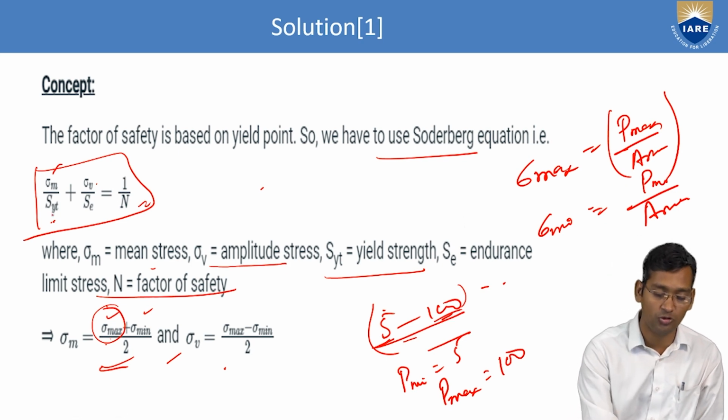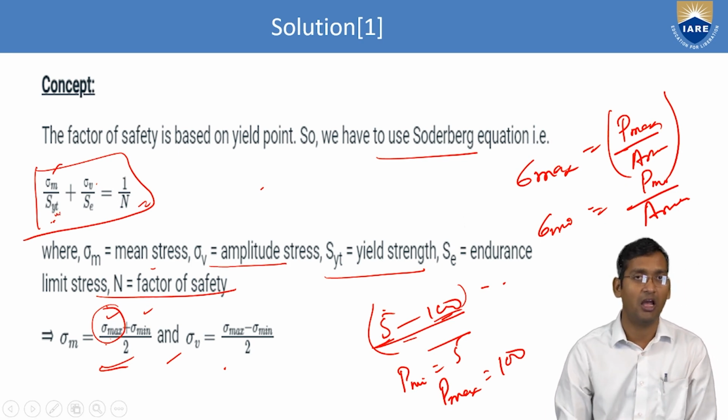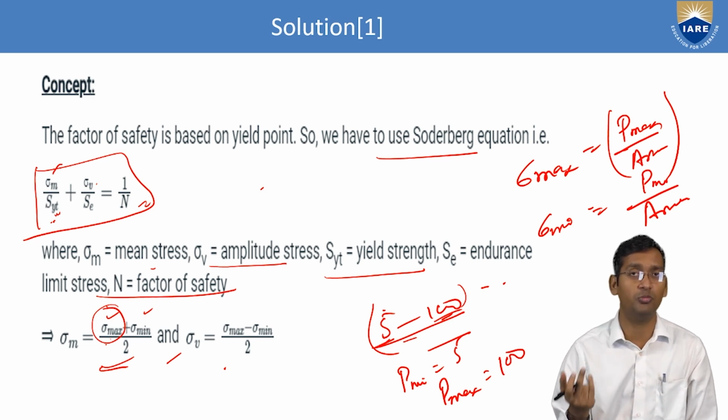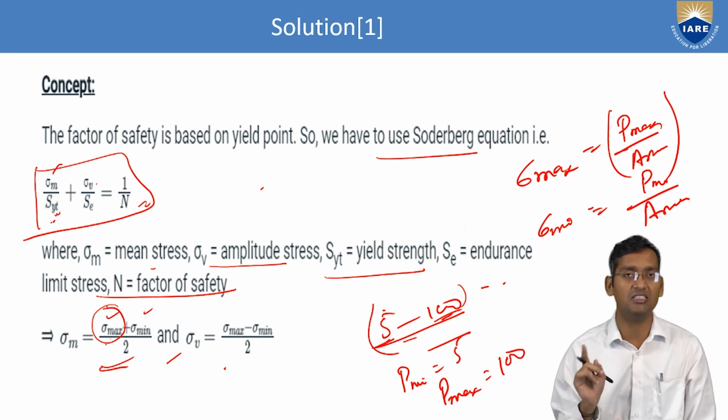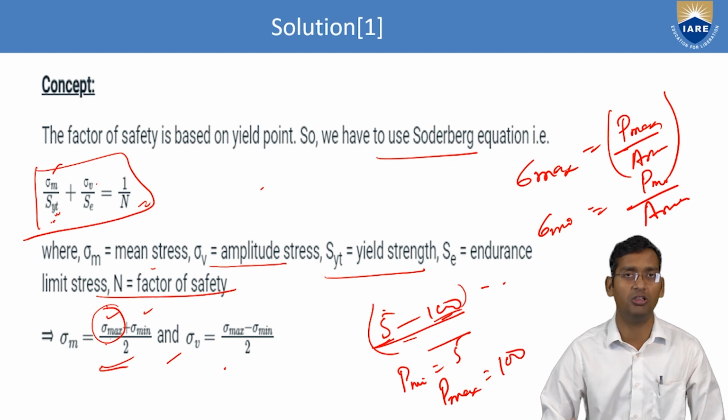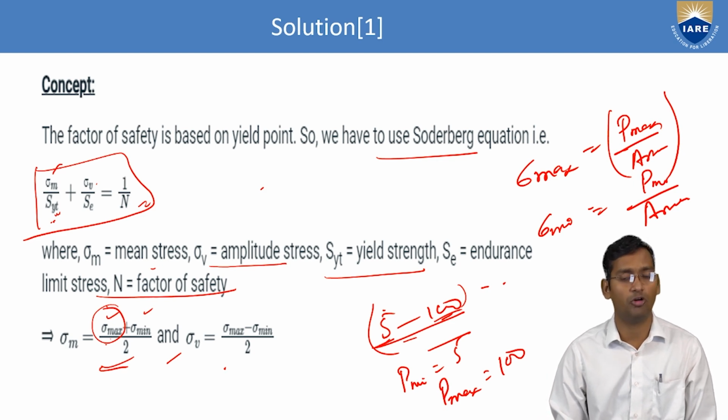The difference in Goodman will be SUT. All the rest is the same way. You can proceed: find sigma m and sigma a, and substitute in this equation. If Goodman, they will give you the SUT value. If Soderberg, you have to use SYT. Means if SYT is given, use the Soderberg equation. If SUT is given, use the Goodman equation. That is the only difference. Remaining steps will be the same for all the questions.